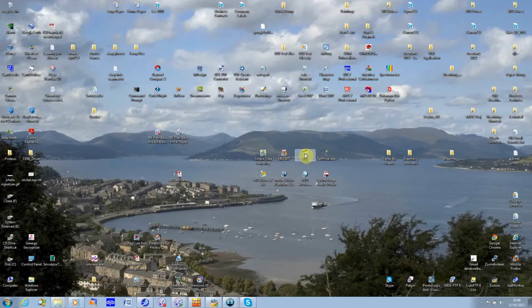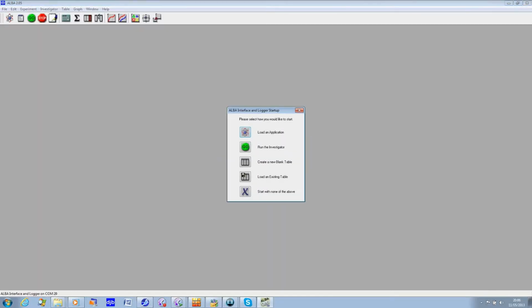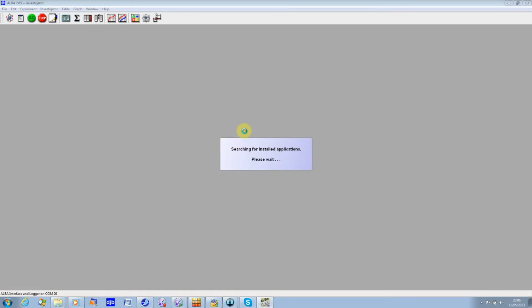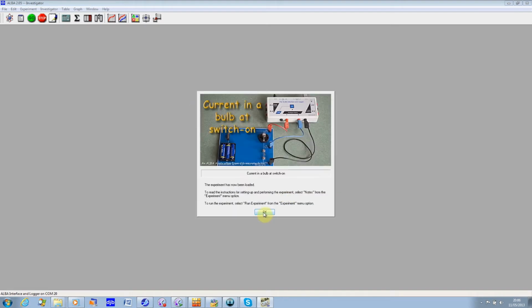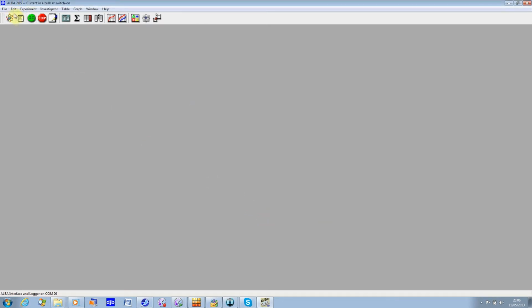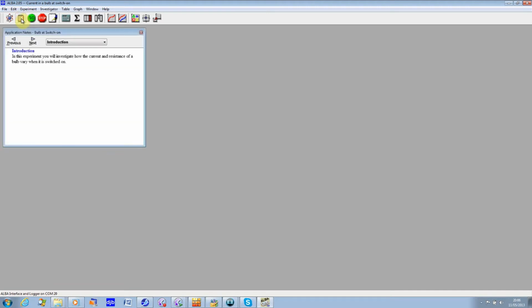Let's launch the software. We will load an application. It's a physics application and it's called Current in a Bulb at Switch On. Let's read a little bit about it.